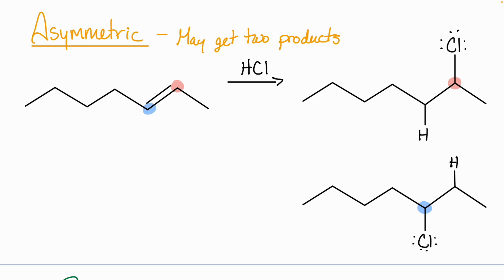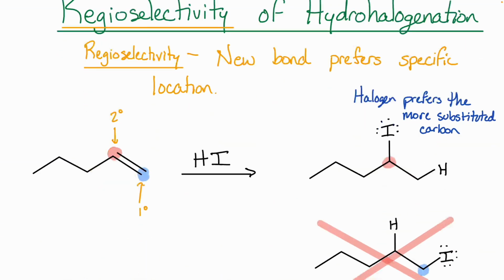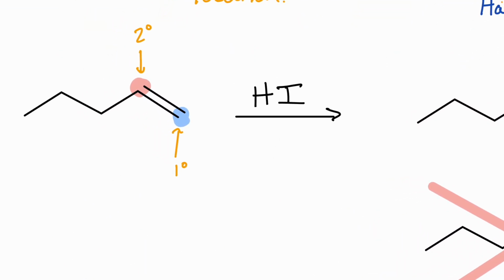A 50-50 mix of these two products, because the halogen won't prefer one over the other. Again, these are both secondary carbons. But in my next example, now I have a mismatch where one of them is more substituted than the other. So again, that halogen is going to prefer that more substituted carbon.